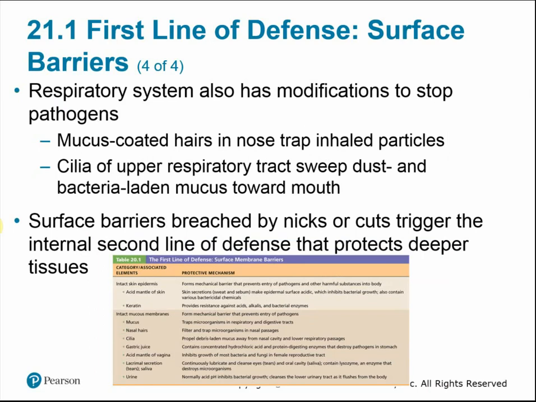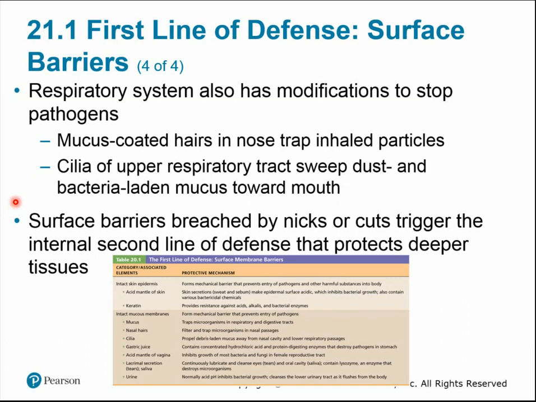So the respiratory system, like I said, also has some modifications to stop the spread of pathogens. So we have mucus-coated hairs in the nose, right, to trap any kind of inhaled particles. And then, like I mentioned, the cilia of the upper respiratory tract to sweep dust and debris back up toward the mouth. Okay. So as long as these surface barriers are unbroken, they're pretty efficient at keeping us protected.